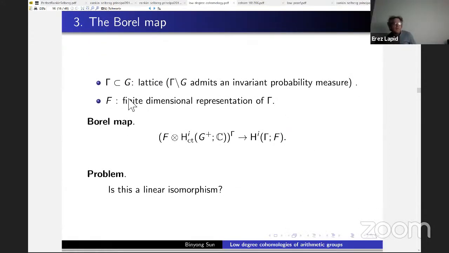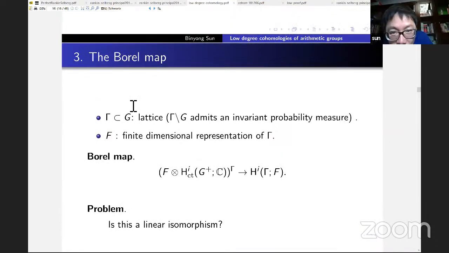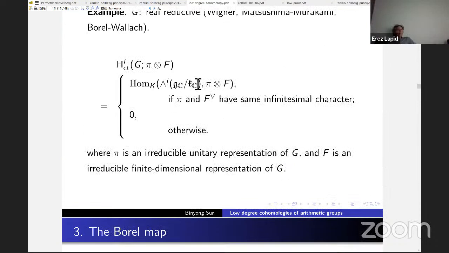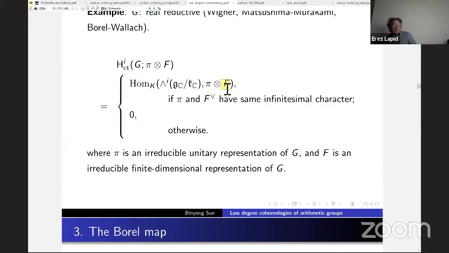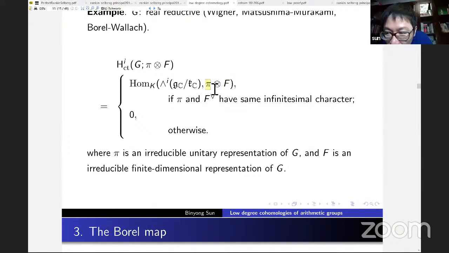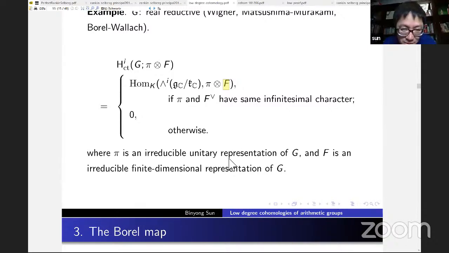Does it really have to be unitary? This pi is unitary, but the F is a finite dimensional representation, which is irreducible but not unitary. Yes, of course, F is not unitary, but pi has to be unitary. Pi is unitary, but the F may not be unitary. This is a finite dimensional representation.